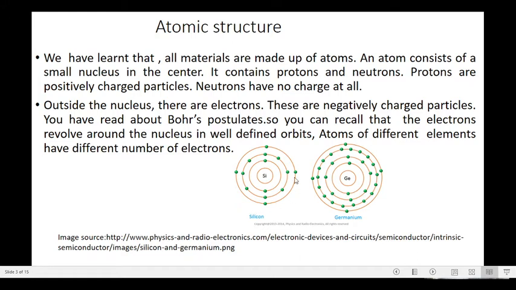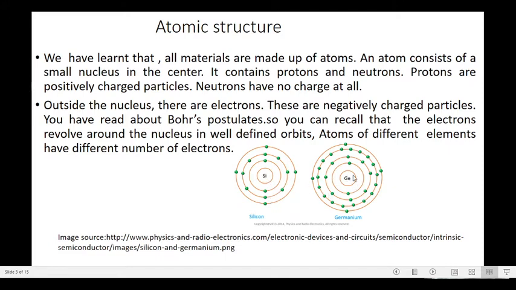So here the figure represents silicon, which has 14 electrons, and germanium, which has 32 electrons. According to Pauli's exclusion principle, the electrons are distributed like this. In the first shell there are 2 electrons. In the second shell there are 8 electrons. In the fourth shell there are 4 electrons. Therefore it is half filled. The outermost shell is half filled and the rest of the three shells are fully filled.